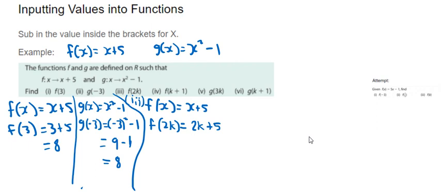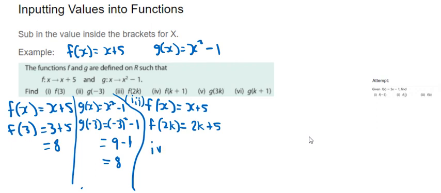I can't go any further really, because you don't know what k is. K could be anything. So your answer then is just 2k plus 5. So f of 2k is 2k plus 5. If f of x is x plus 5, then f of 2k is 2k plus 5. You're just putting it in instead.